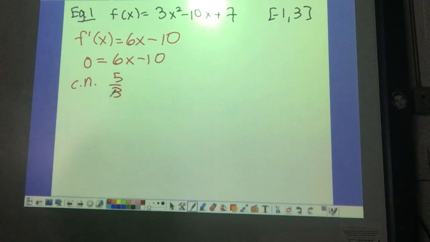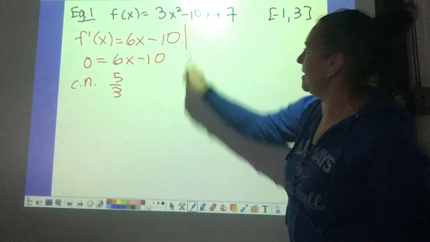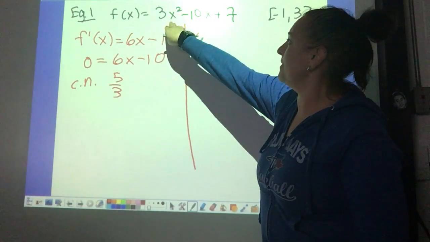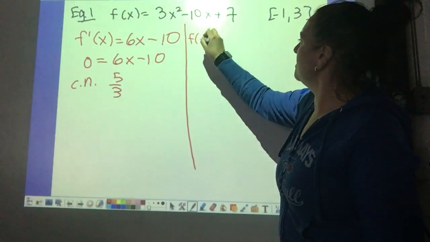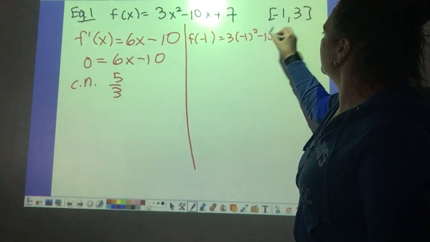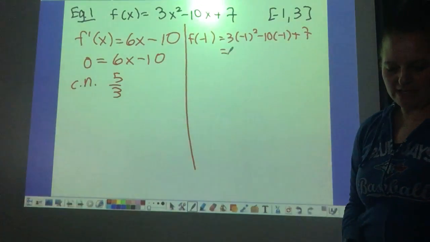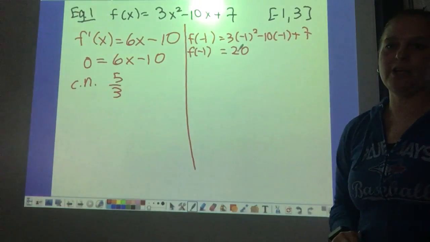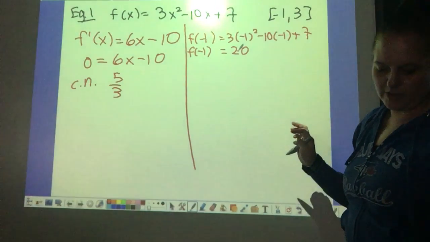Okay, now here's the fun part. We get to plug and chug. I wrote maybe a little bit too big, so I'm going to divide my screen in half. We put these into the original, not the derivative of the original. The order you test them doesn't matter, but our first endpoint, our interval starts at -1. So you replace all the x's with -1 in the original. And I'm going to save you some time. Hopefully my numbers are right. If I've done that correctly, when I replace all the x values with -1, I get a y value of 20.